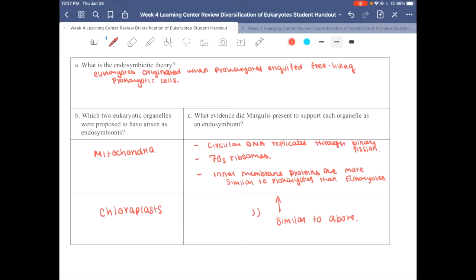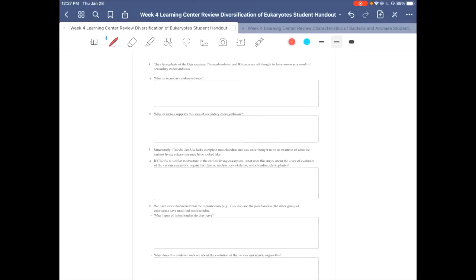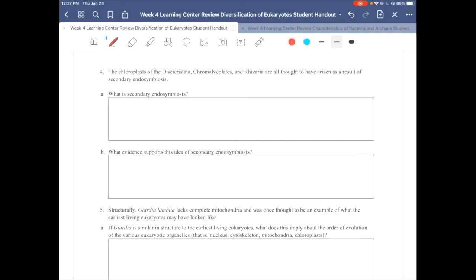All right, any questions so far? Okay, let's move on to the next section. Okay, so the chloroplasts of some organisms are thought to have arisen as a result of secondary endosymbiosis. Does anyone know what secondary endosymbiosis is?